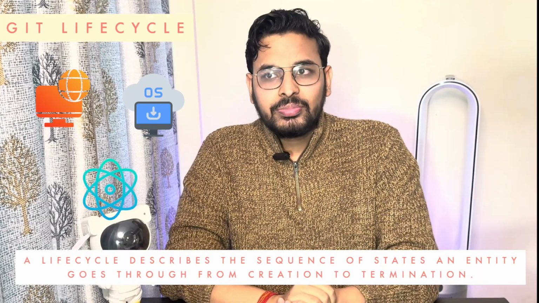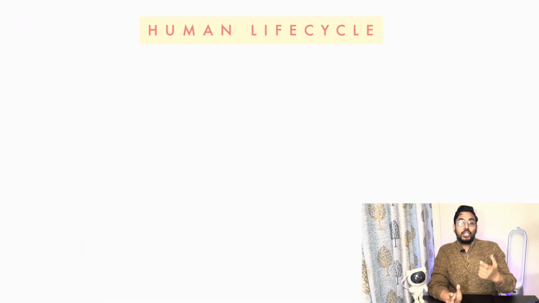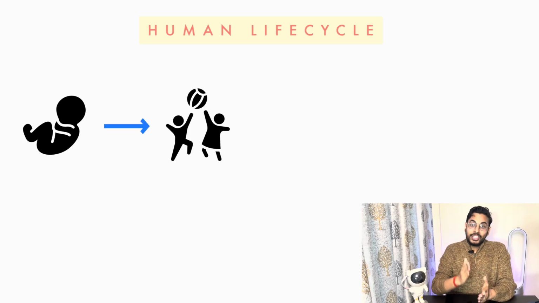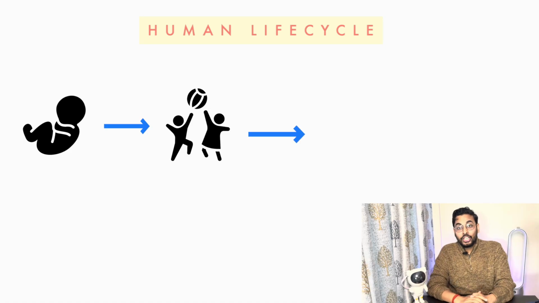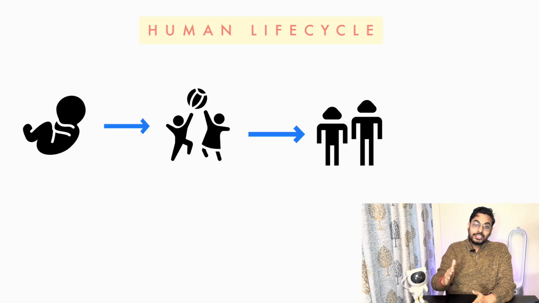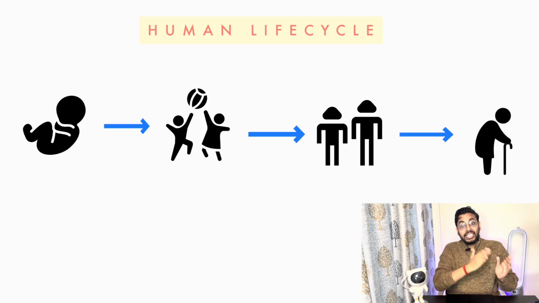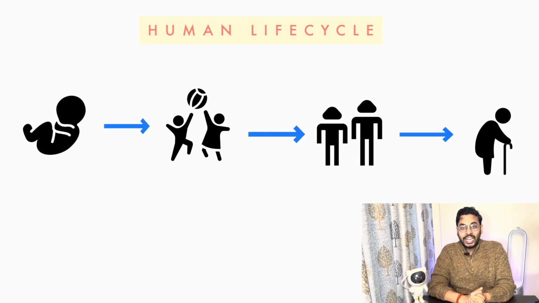Think about it this way. Let's say we are human, right? Humans also have a life cycle. A human has a birth stage, then childhood, then adulthood, then old age, and then they die, right? And in every stage they do different kinds of work, or have different roles and responsibilities, right?